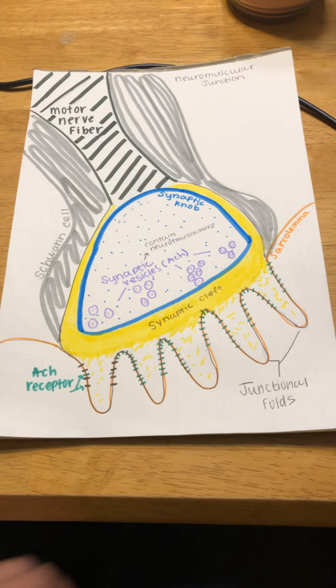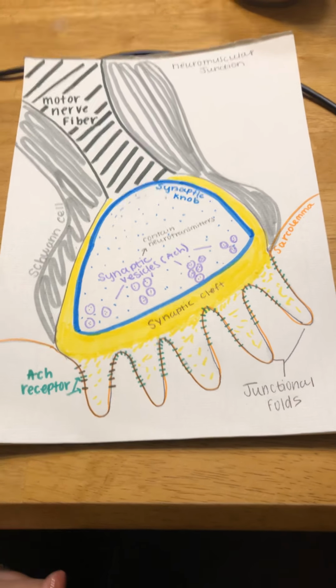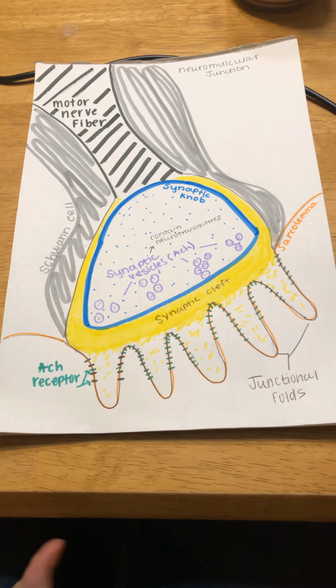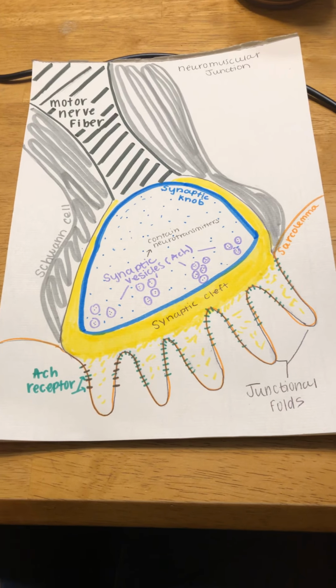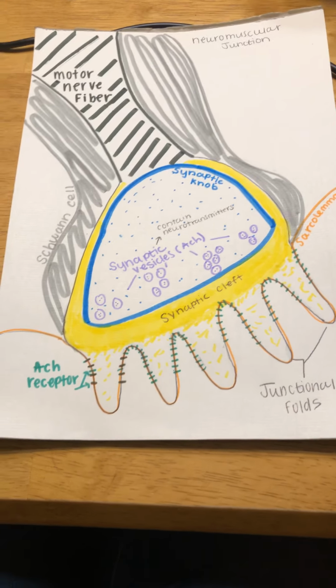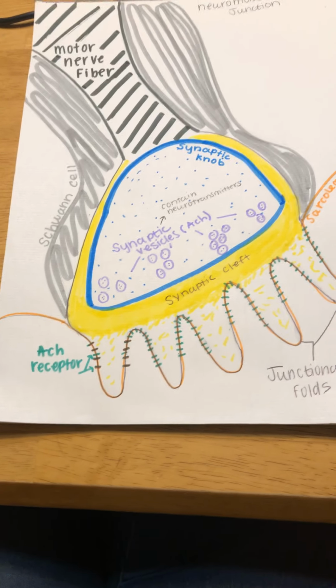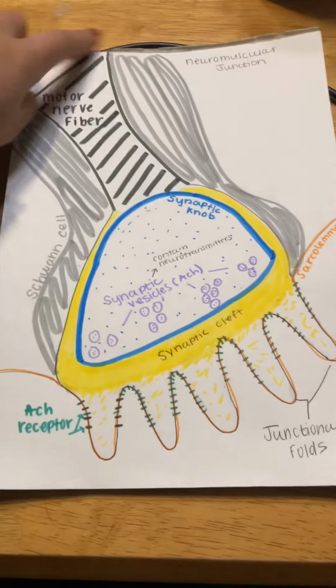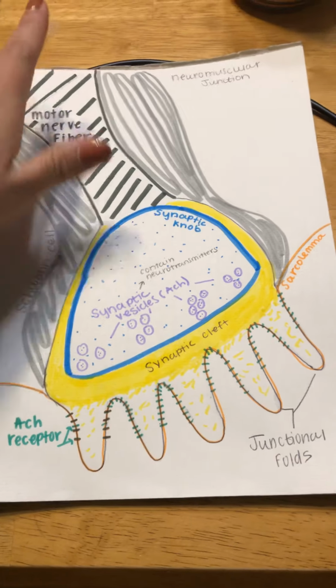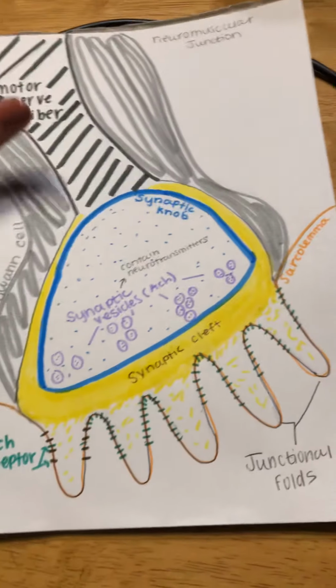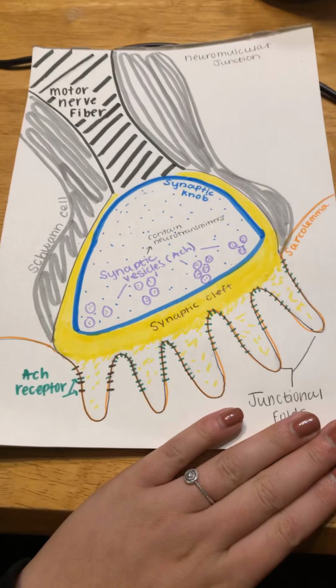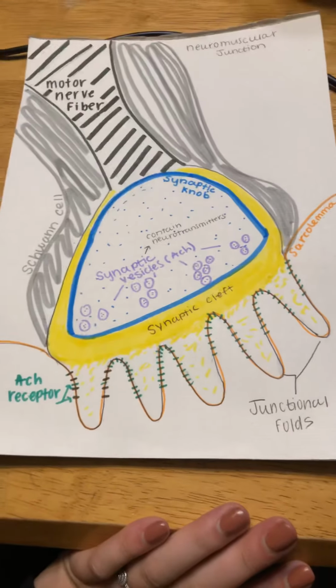Hi guys, so I will be describing the neuromuscular junction and I decided to make a diagram of it, so hopefully this helps. So basically this is a neuron sending a message to a muscle. So you can think about the neuron being up here and the muscle being down below, and this is the space that is in between.